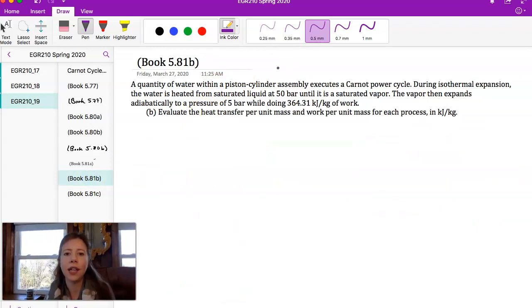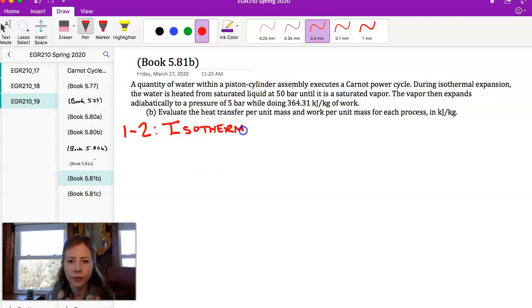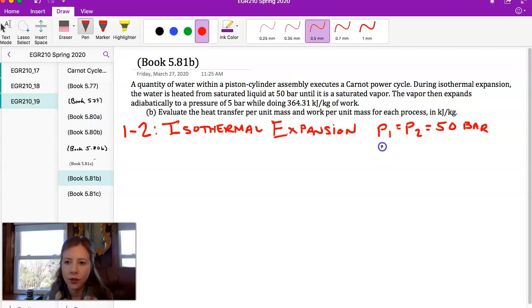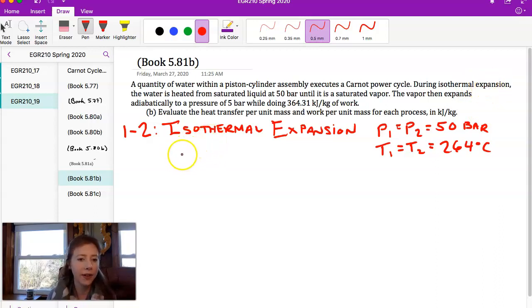And that is to evaluate the heat transfer per unit mass and work per unit mass for each process. So let's start with process 1 to 2, which is going to be isothermal expansion. So we have a lot of stuff to look up in the tables. So just remember that P1 equals P2 is 50 bar. T1 is equal to T2, is equal to 264 degrees Celsius. So stuff we can look up the specific volumes, and we can look up the specific internal energies.